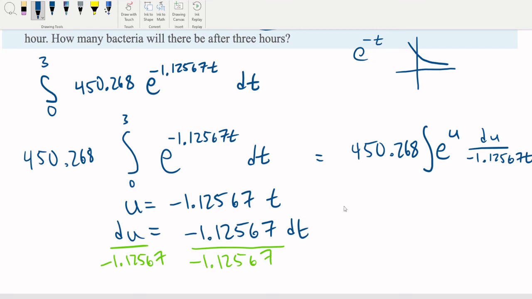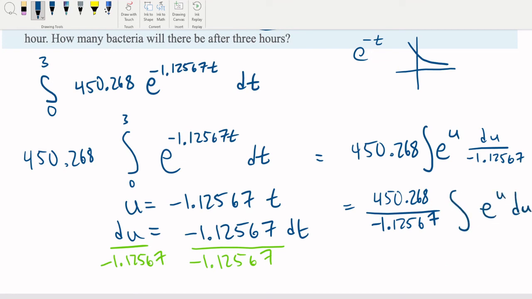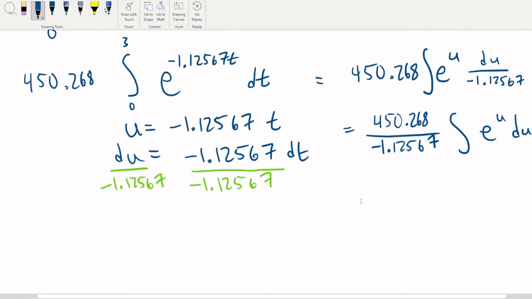Okay, so let's pull this number out. So this is 450.268 over negative 1.12567. Oops, I included an extra t in there somehow. I don't know how that got in there. Okay, and that's the integral of e to the u du, which we know how to do. That's just e to the u.